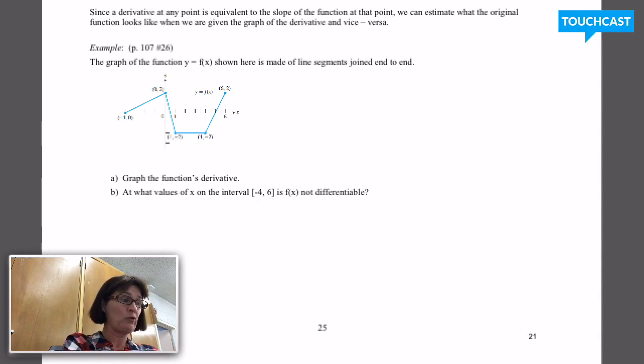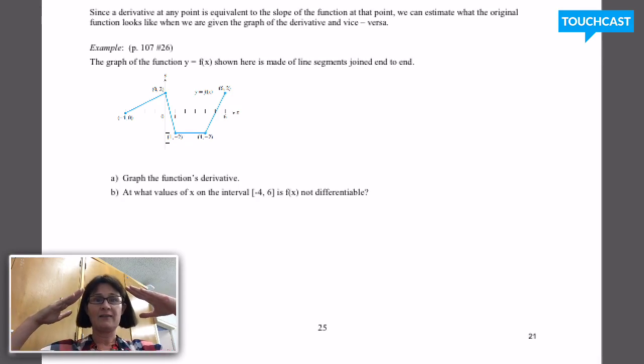Question B is what's really interesting, which is where you're going to have to leave open circles because the limit is not the same as you come in from both directions. So there are going to be 3 places, 3 x values, that have to get left out of the domain of the derivative. Those are the 3 places where this function is not differentiable.